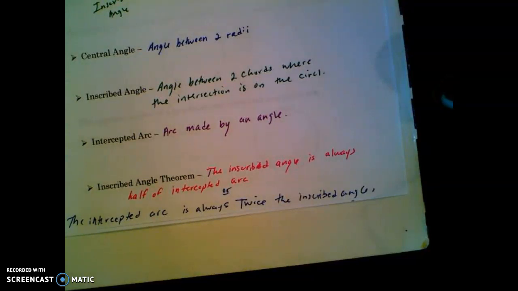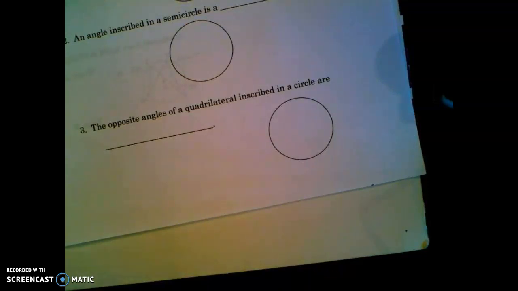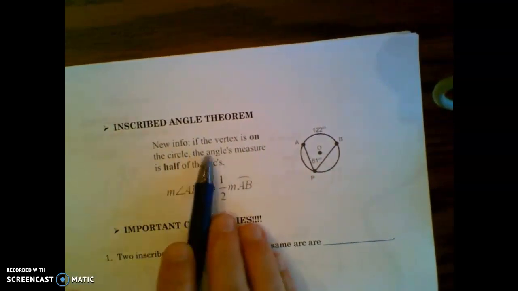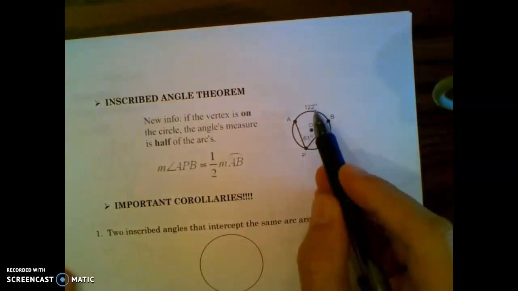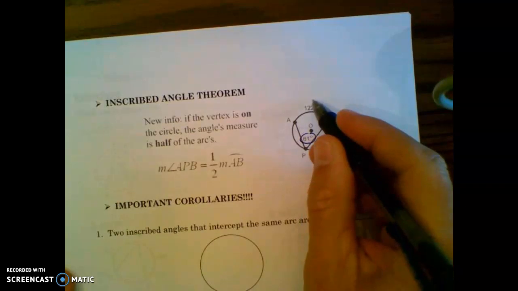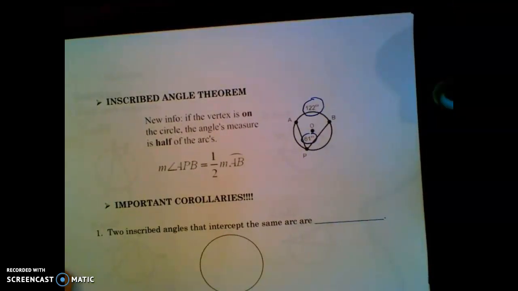But we'll be using those properties today, in that theorem, which has a couple of spin-offs called corollaries. In any event, here is an example. This is kind of a formal definition of your inscribed angle theorem. Again, the vertex is on the circle, and it's always half of the arc it makes. So here you can see the inscribed angle is 61 degrees, and the arc is exactly double that at 122 degrees. So that's what I just went over.